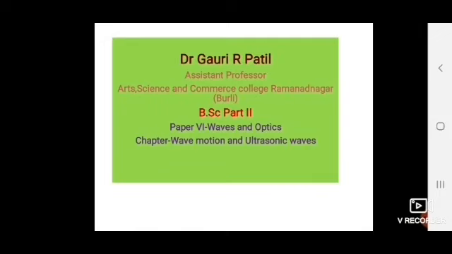Students, in today's lecture, we will discuss wave motion and ultrasonic waves. This chapter is from B.Sc. second year, paper number 6, Waves and Optics. Students, in the last lecture, we studied wave motion, what is meant by a wave, what the types of waves are, and how longitudinal and transverse waves are produced. In this lecture, we will discuss stationary waves on a string, that is, how stationary waves are produced on a string and what the normal modes of the string are.